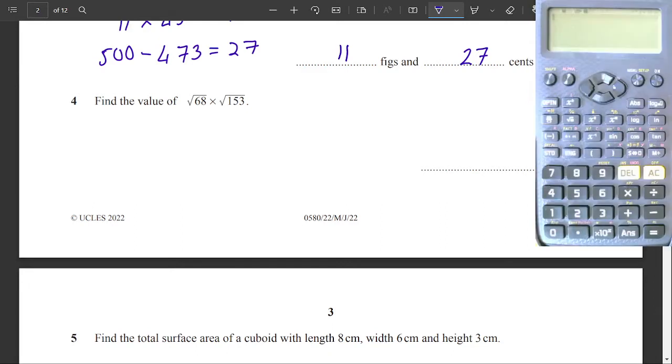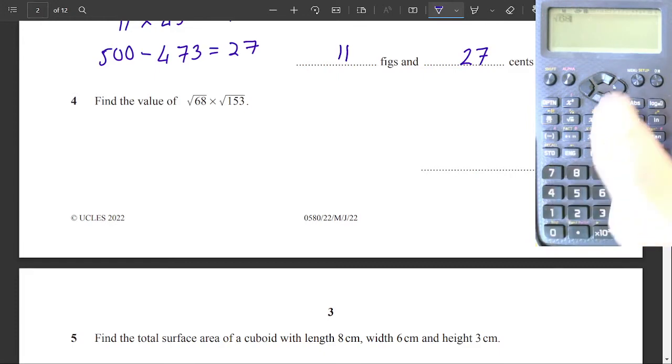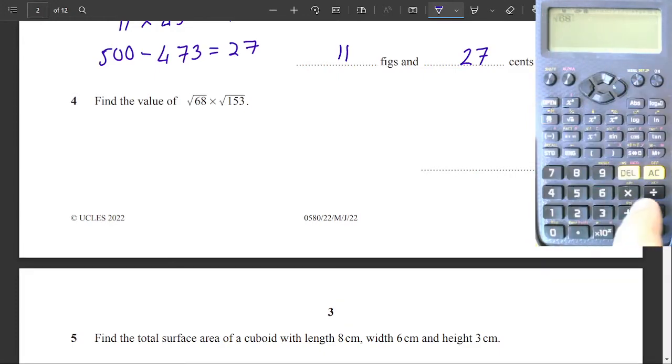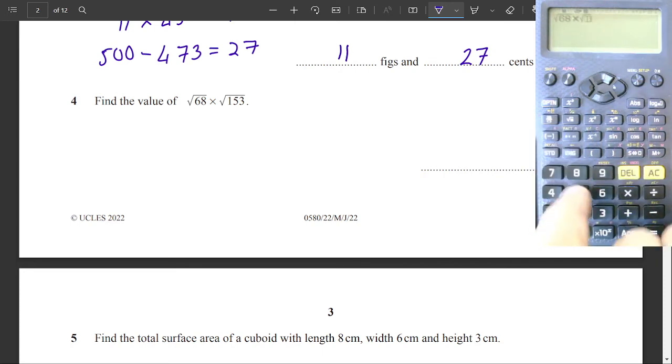Question 4 is a plain forward calculator question. Calculator, and hammer that into the calculator. Square root 68. Make sure you use these arrows to come out from underneath the square root, and then square root 153. Okay, equals 102. Straightforward.